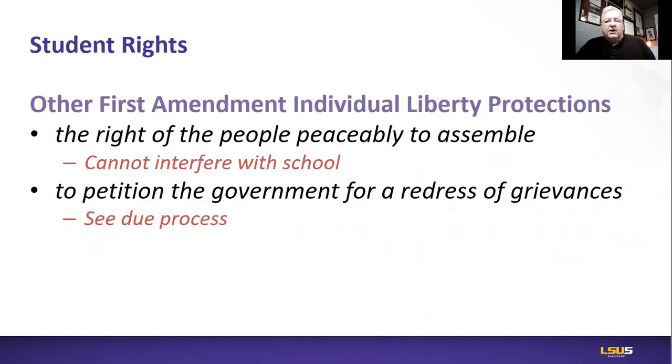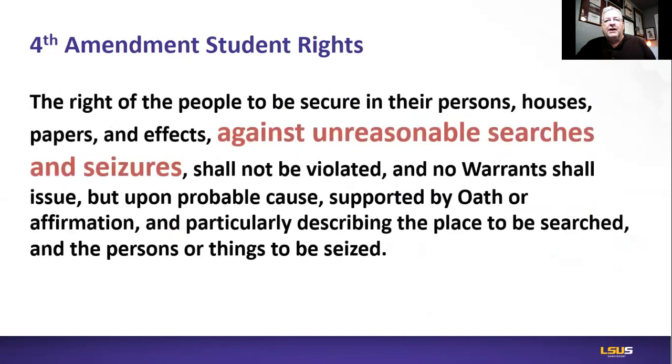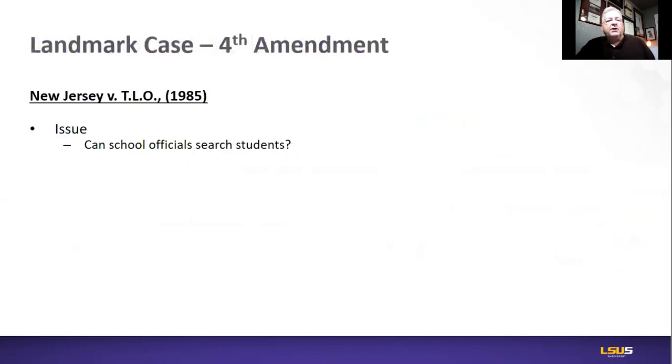So another Bill of Rights amendment that sometimes comes into play in schools, especially at the secondary level, is the Fourth Amendment. There's a lot in the Fourth Amendment, as you can see, but really the part that comes into play and has been litigated is where it talks about unreasonable searches and seizures. The landmark case for unreasonable searches and seizures is New Jersey versus T.L.O. in 1985.